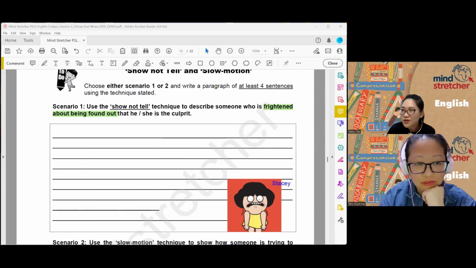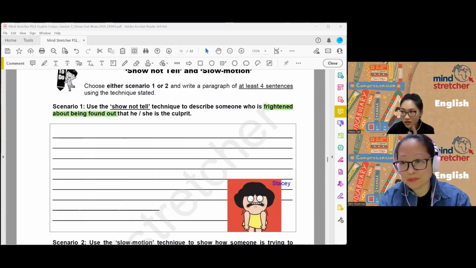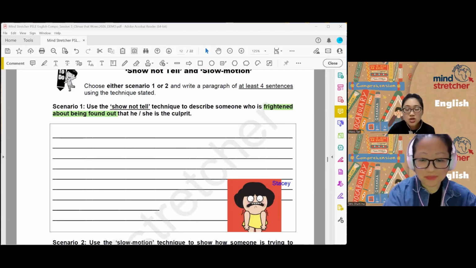Let's say the scenario is this. She had broken someone's laptop. We are looking at picture 3 again. Let's say she broke someone's laptop, and now this person is going to march towards her and question her. How can we show, not tell, her fear?